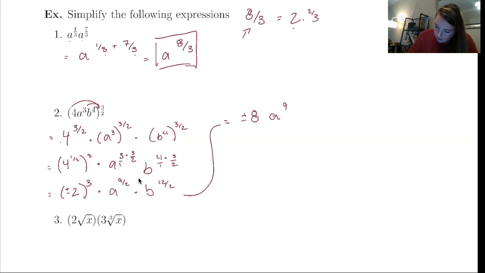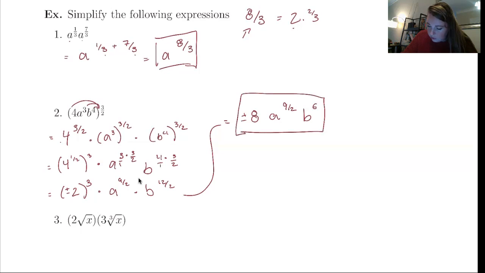So this will be plus or minus 8, a to the 9/2, and b, if it gives you a whole number, I would just take it. If it's not a whole number, leave it as an improper fraction. So I wouldn't leave 12/2. I would just make it 6. Okay. And that is all she wrote. And that's good.